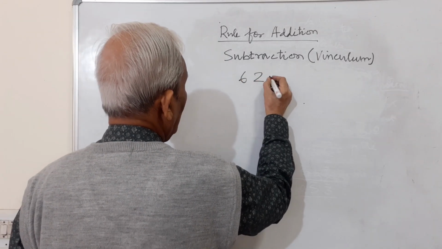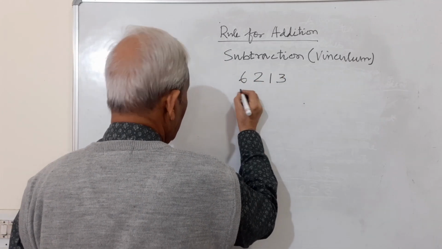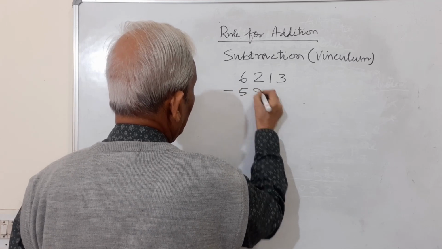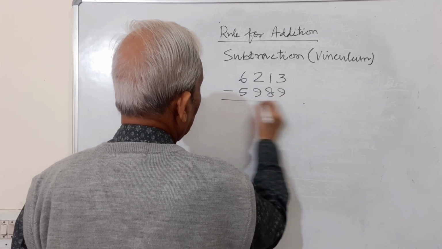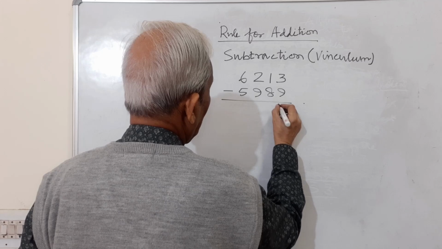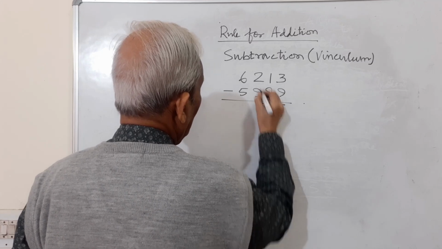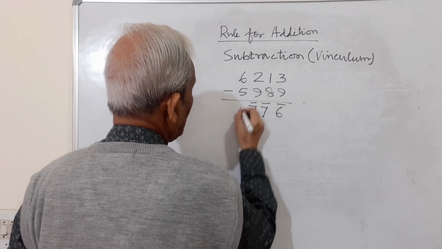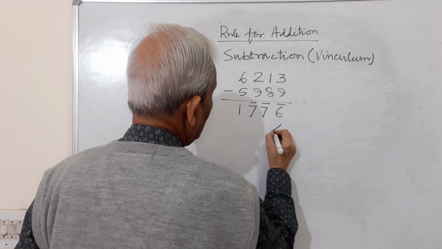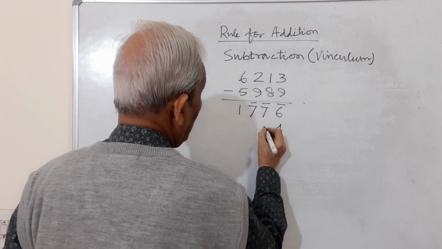6213 minus 5989. We'll do it very quickly because 3 minus 9 is 6 bar, 1 minus 8 is 7 bar, 2 minus 9 is 7 bar, 6 minus 5 is 1, devinculate 10 from 6, 4, 9 from 7, 2.